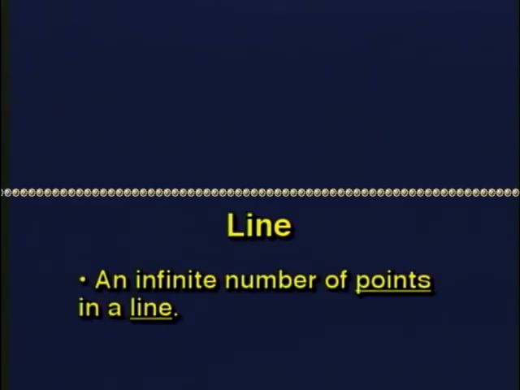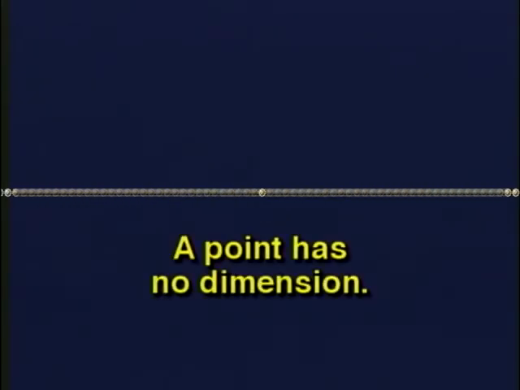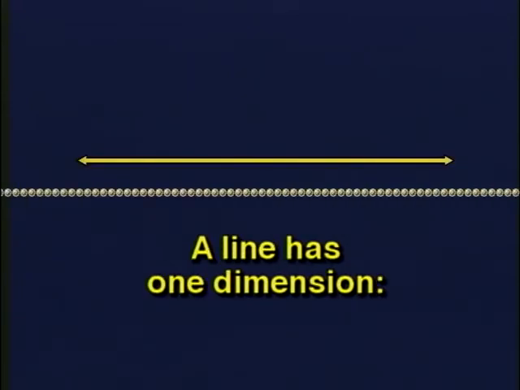The next geometric form is a line. A geometric line consists of a single, perfectly straight row of points. There are an infinite number of points in a geometric line. Remember that a point has no dimensions. A line, however, has one dimension, length. There is no width or depth, but there is length.